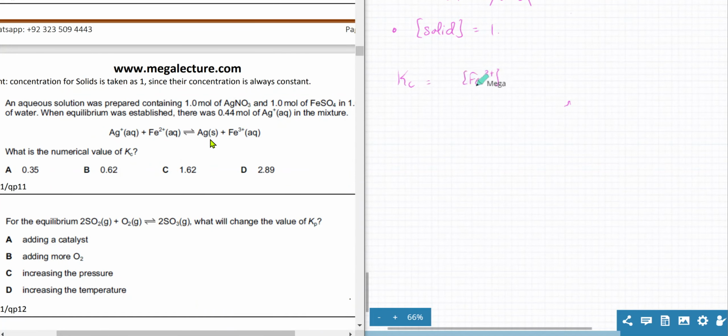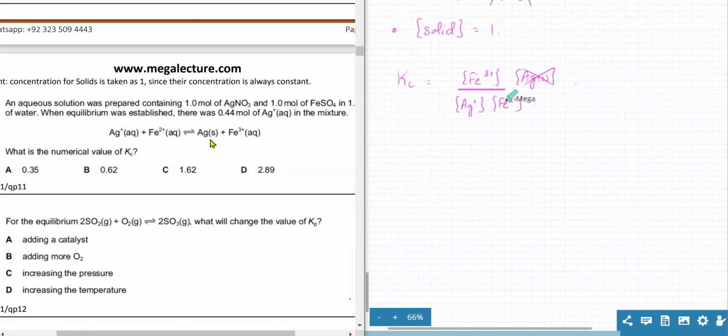So the product is Fe3 plus, divided by the reactants. The reactants are Ag plus 1 and the other reactant is Fe2 plus. So that's going to be your expression. Ag solid is not going to be written in the expression. Its concentration would be taken as 1. A lot of people actually forget this and write Ag solid in the expression. They get the wrong value.